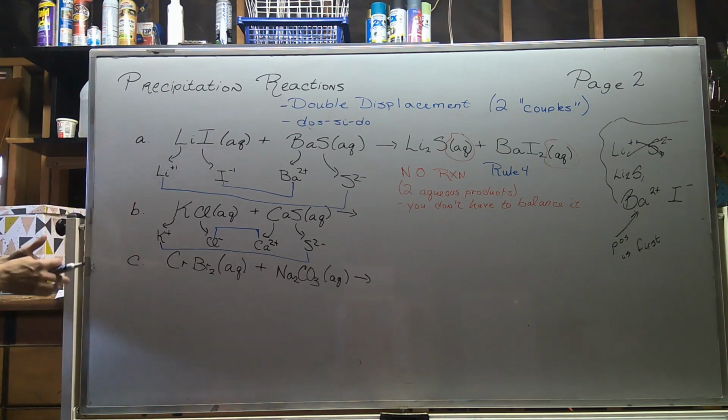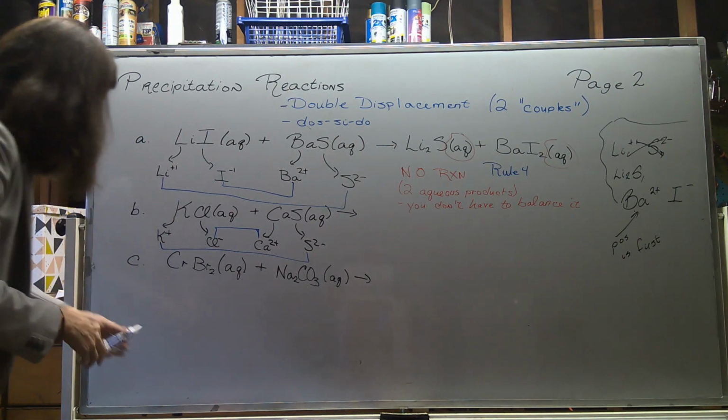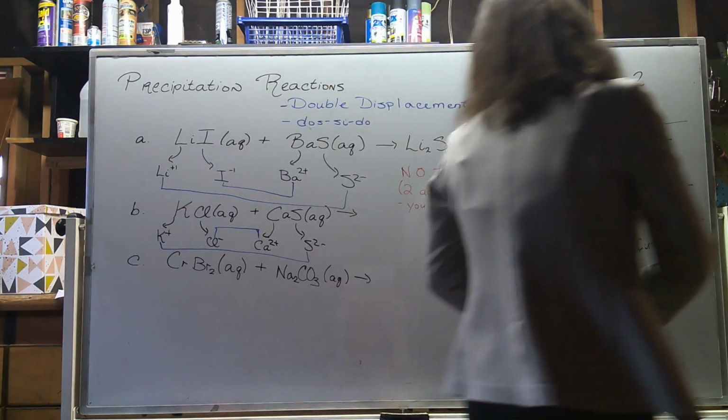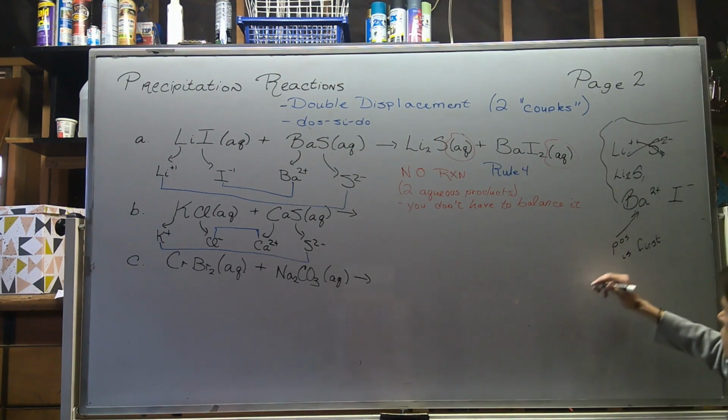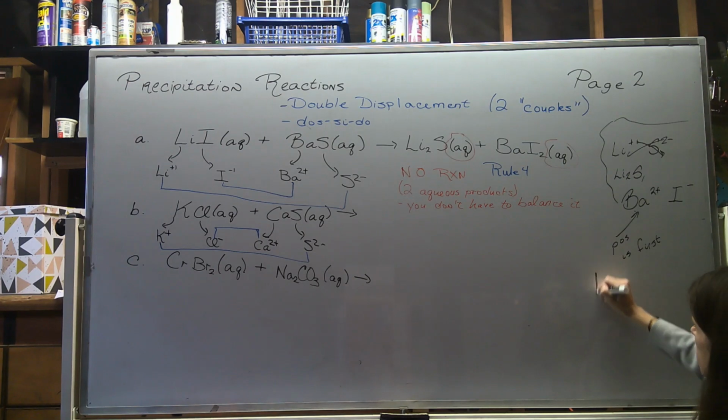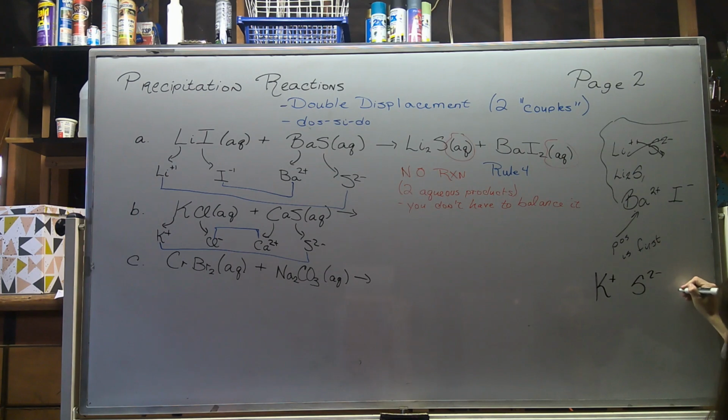So they're gonna switch partners. You're gonna redo your crisscrosses. So on one of them, and again, this is all scrap work, I have K+ and S2-. So I'm going to crisscross those, and I get K2S. On the other one, reorder it, so your positive cation, your positive ions first, calcium 2+ and Cl-, crisscross it, and I get CaCl2.